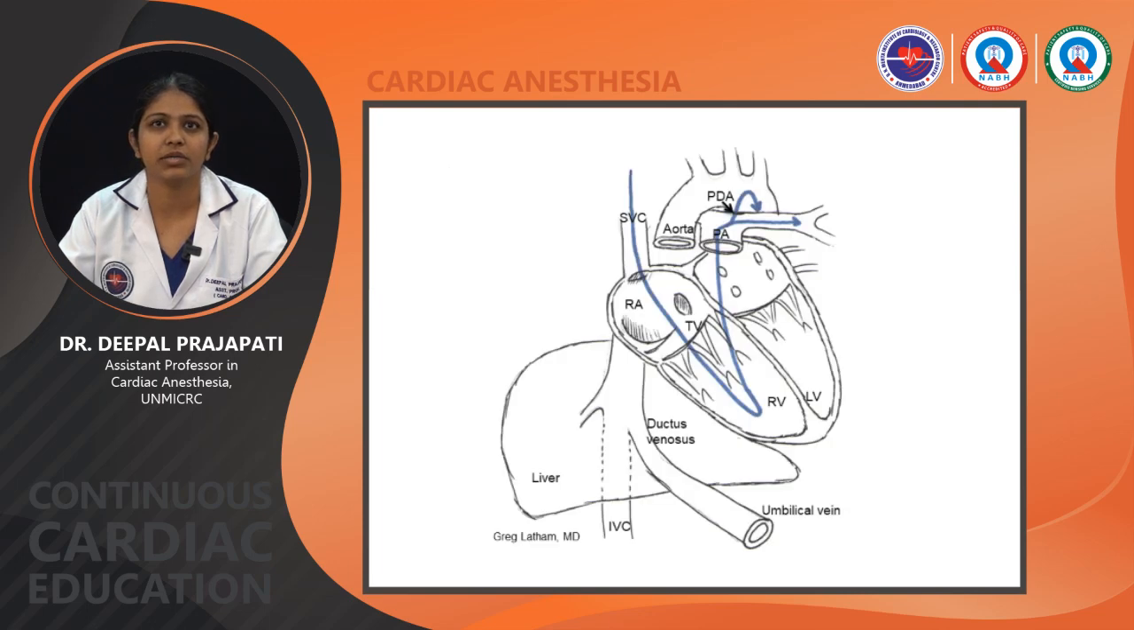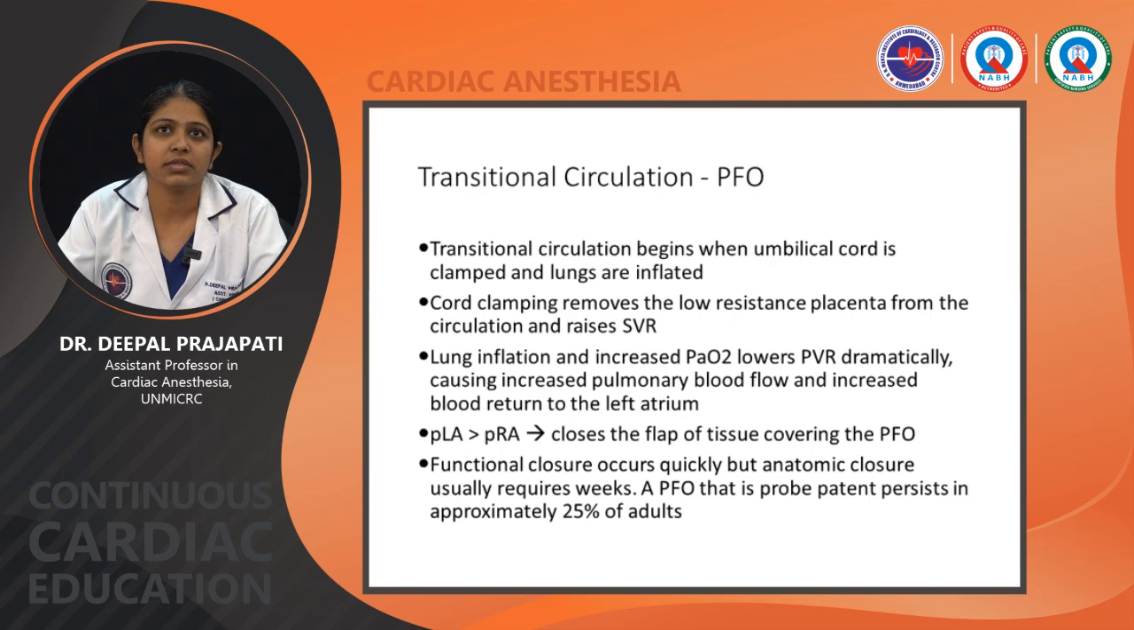See the diagram here. The blood coming from the fetal brain comes from SVC to RA, from there to RV through the tricuspid valve, and from there to the pulmonary artery through the pulmonary valve, and from there to the descending thoracic aorta through the patent ductus arteriosus. Now, the transitional circulation.